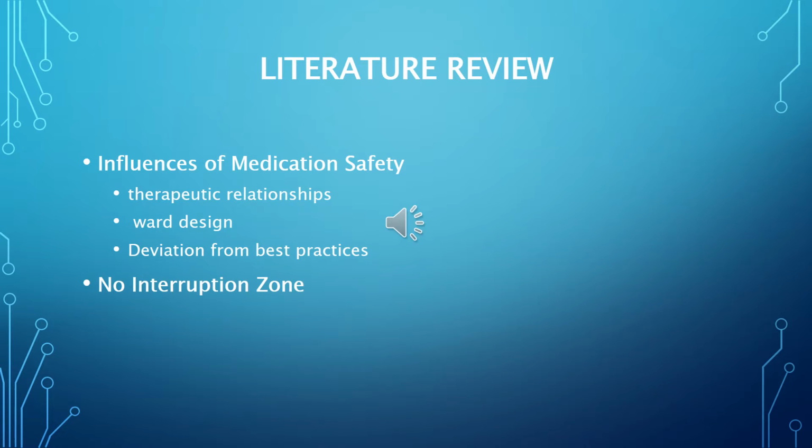Results of my literature review included influences of medication safety. Some of those influences included therapeutic relationships between the patient and the nurse, ward design, and deviation from best practices. All three of these things influence the level of medication safety on an individual unit. Also, there was literature on no interruption zones.